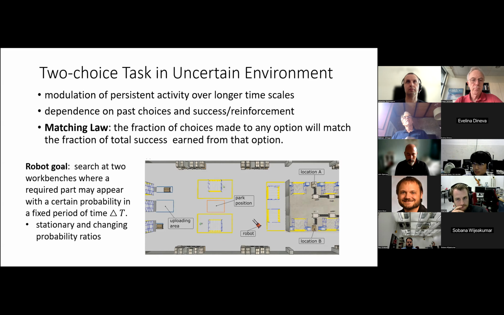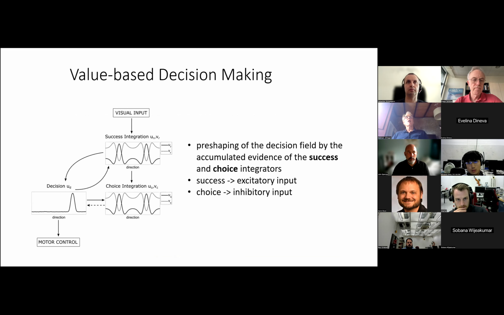So we have an experimental duration of t, and we divide by n, so we have n intervals of length delta t. And in every interval, the robot has to make a decision to go to location A or B. Now, value-based decision making. We use our integrators. This is a decision field to make a decision to A or B. And now we integrate the successes over several past decisions and the choices.